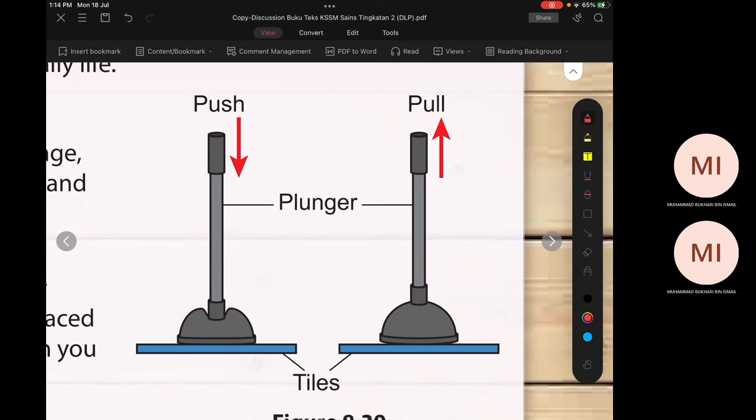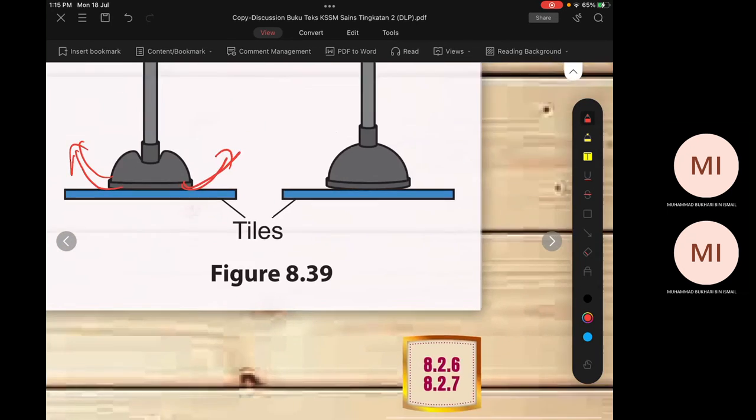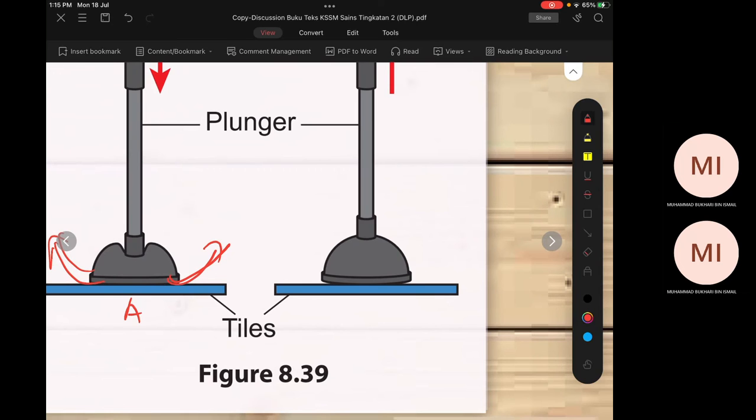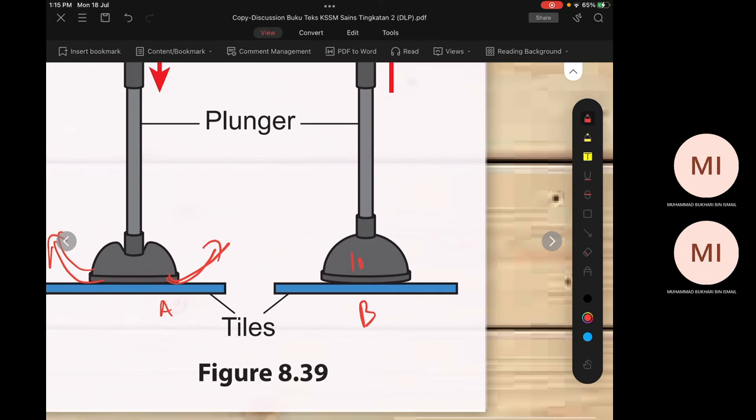Okay, what's happening here? When you push this plunger, air inside this plunger will go out. So the amount of air is reduced. So when you try to pull it, can you imagine? You can look at the volume. This is A and this is B. Which one has higher volume? B has higher volume. We discussed before, when the volume increases, pressure will be low. So when the pressure here is low, but atmospheric pressure is high.